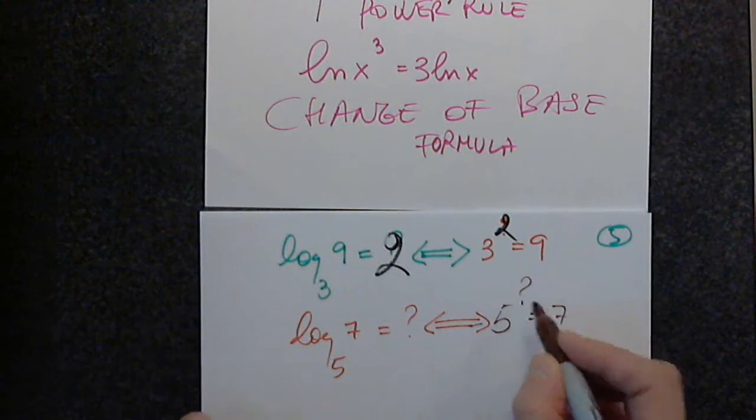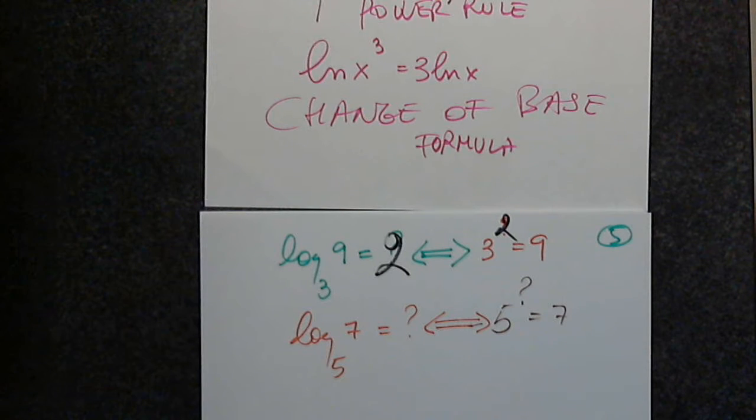Whatever equals 7. Well, I will never be able to tell you what the number is. I can tell you it's definitely between 1 and 2, because 5 to the first power is 5, and 5 to the second power is 25. So in order to get 7, it's somewhere between 1 and 2, closer to 1 than to 2. But I have no idea what it is. Can I determine it? Yes. Here's how.